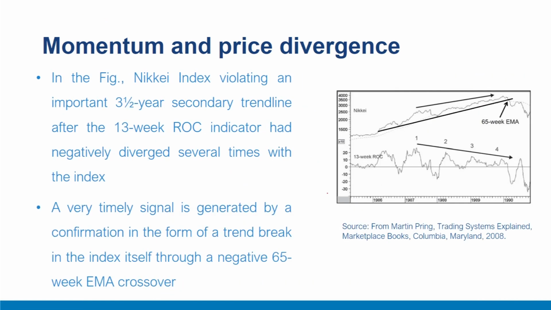Another interesting example here in the chart, we can see the Nikkei index movement, and we can see the violation of a 3.5 year trend line. So there's a violation of an almost 3.5 year trend line here, which gets violated here. The trend line violation occurs, and we can also examine the movement of ROC. ROC is going downside, so there's some kind of negative divergence being set up.